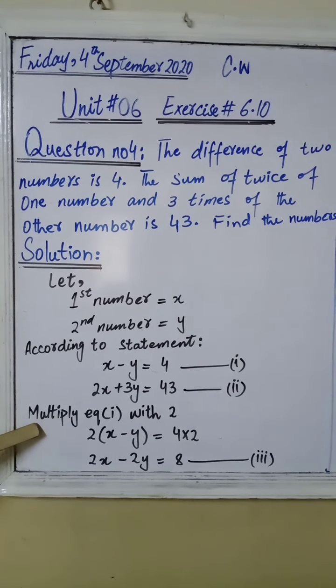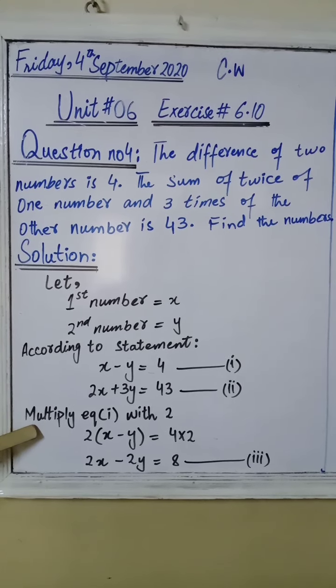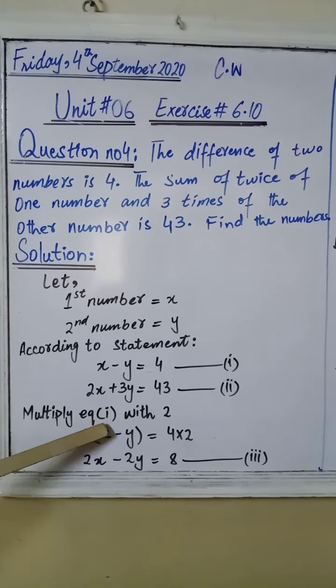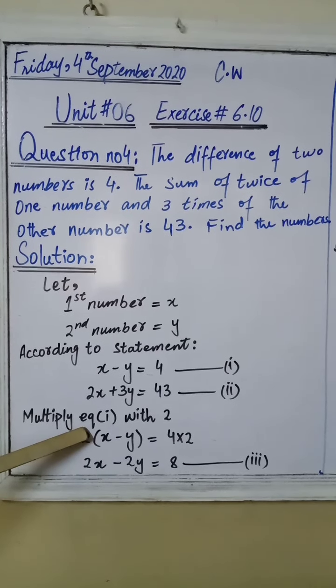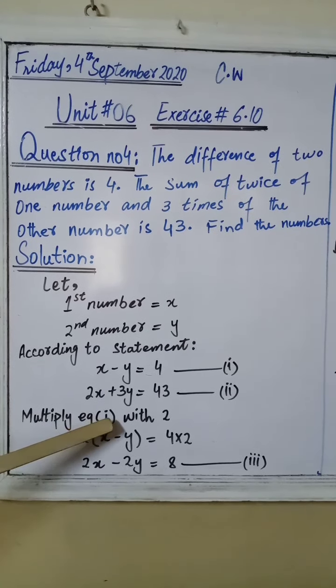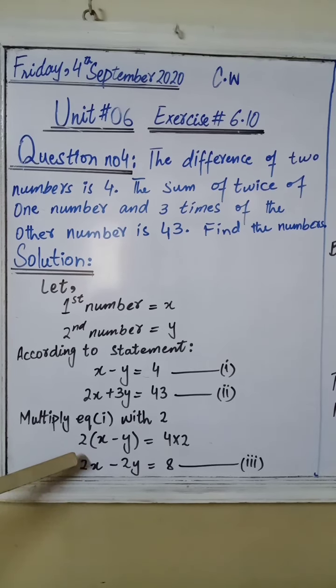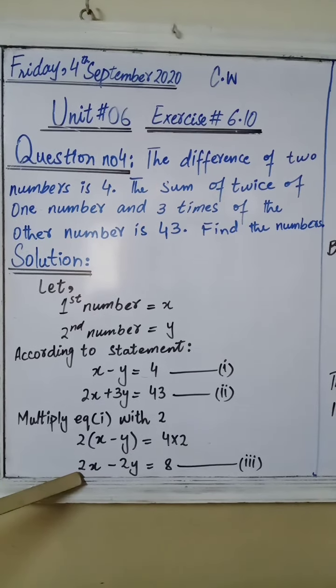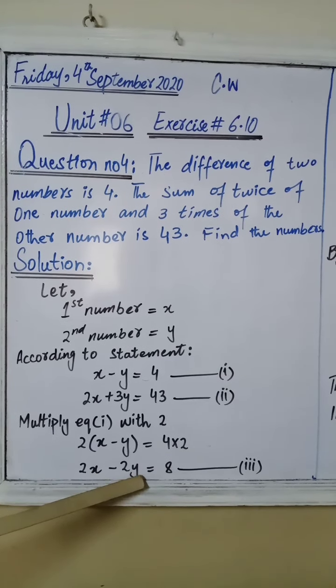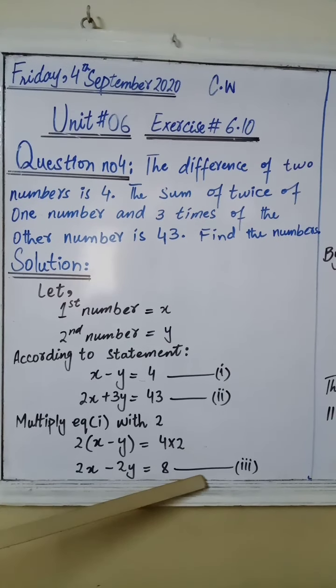We have to find the numbers. So to find the numbers, first we equate the coefficient of one variable to find the other variable. So to equate, multiply equation 1 with 2. 2 into x minus y is equal to 4 into 2. So 2x minus 2y is equal to 8 is our third equation.